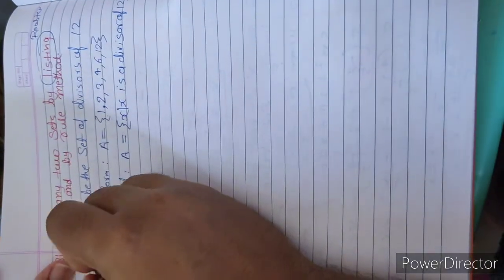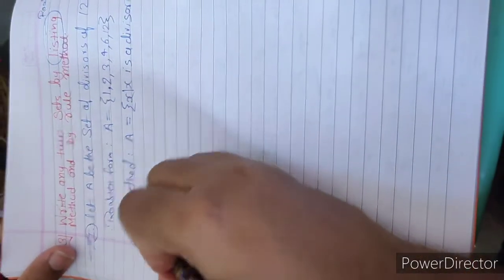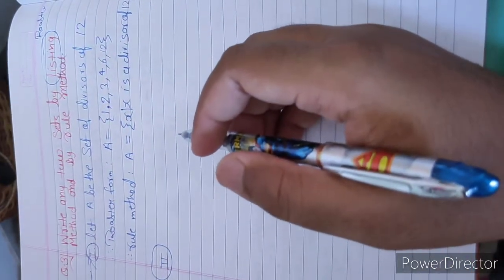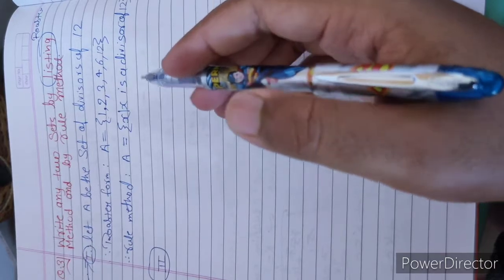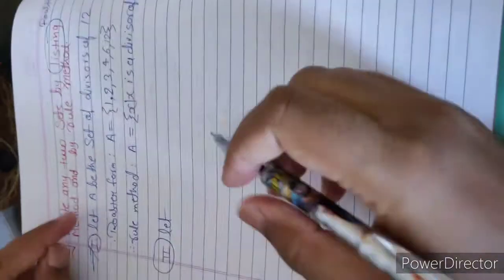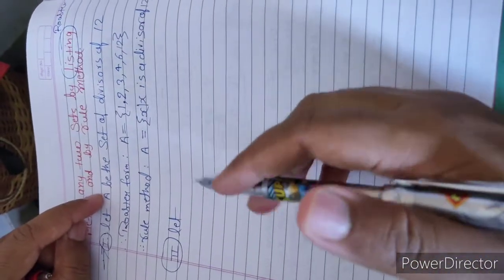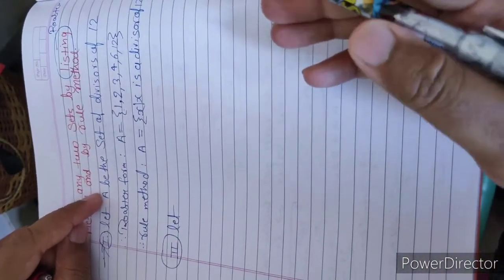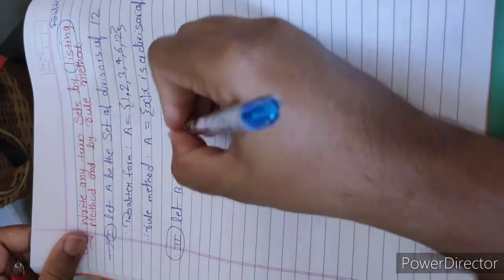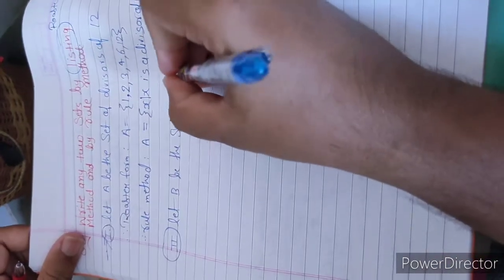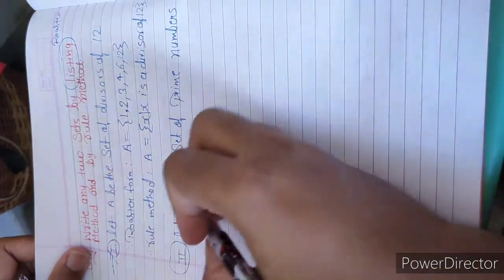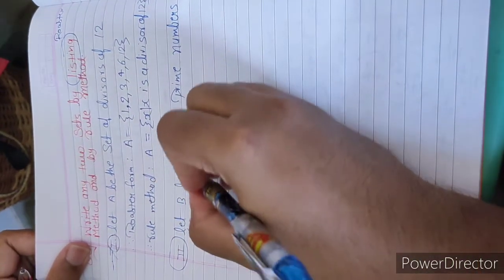So first we have done, we name here I. 1, and the first set we considered was the set of divisors of 12. Now I am considering the set of prime numbers from 1 to 20. In the first question we considered the set as A. Here we are considering B. Let B be the set of prime numbers from 1 to 20.